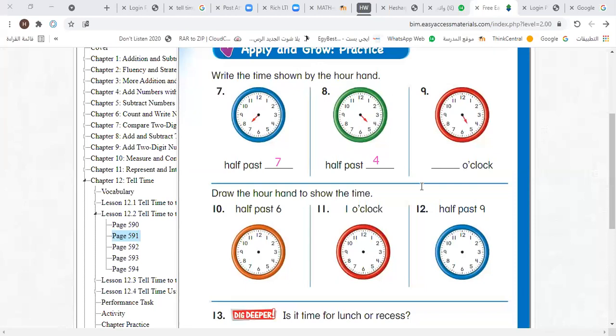Ahmed, what's the time in number 9? It's 5 o'clock. The hour hand is exactly at 5. So the time is 5 o'clock. Okay, it's exactly at 5. So the answer is 5 o'clock.